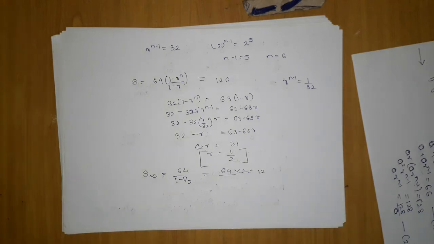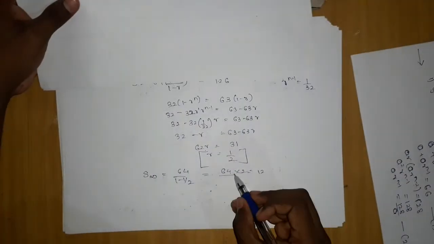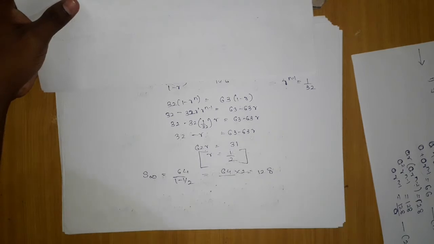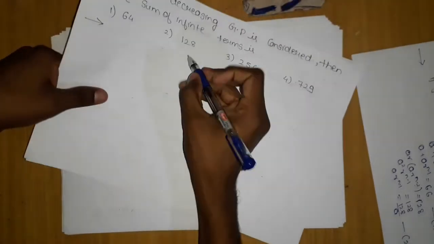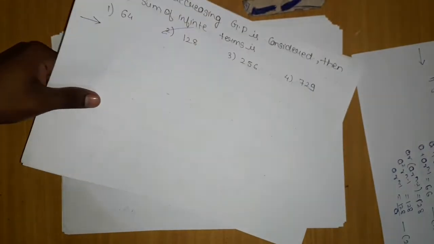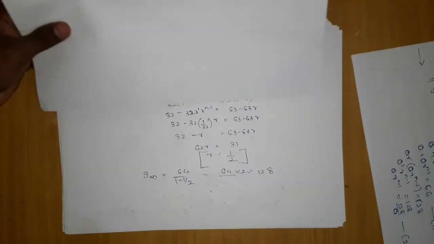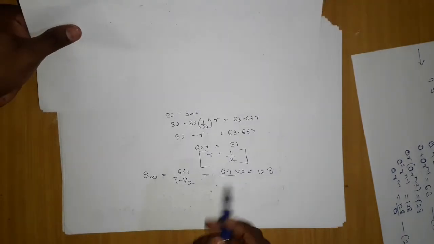Let me get the next page. Next question. 64 into 2, 2 sixes are 12, it is 128. Okay, so this is the second one. So 128 is the correct answer. Hope you have understood how we did that.